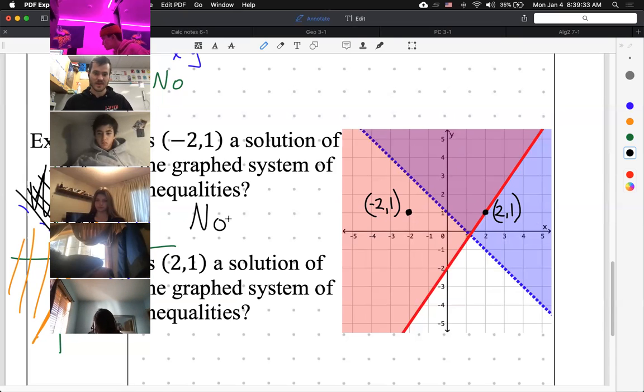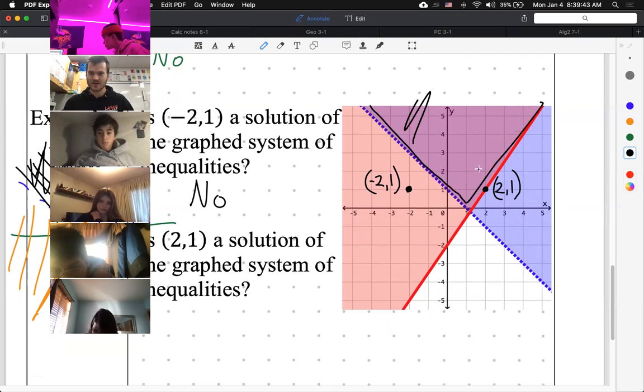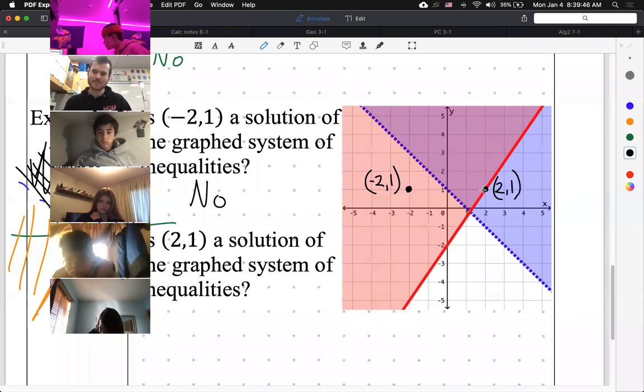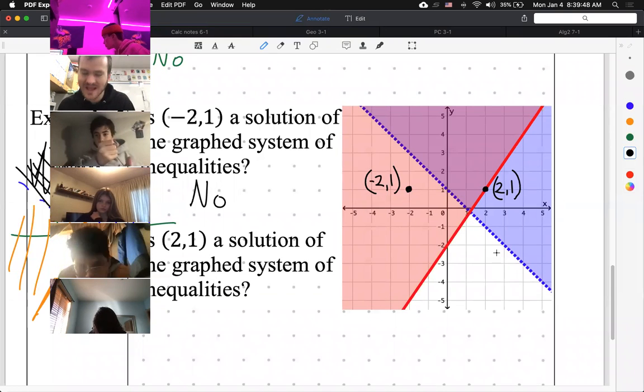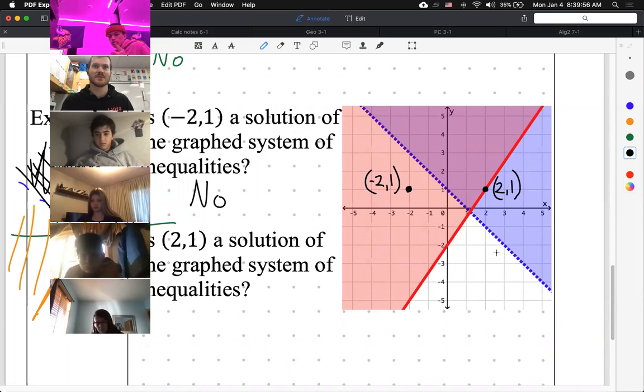All right, and then the hardest question of this entire thing of notes, 2, 1. Is that a solution? And I told you guys, well, it has to be in this V-shaped region up here, and it kind of is. It's on a point. It's on the line. Is that point a solution? Thumbs up or thumbs down? We got 10 seconds left of class. Come on, guys. Is it a solution?